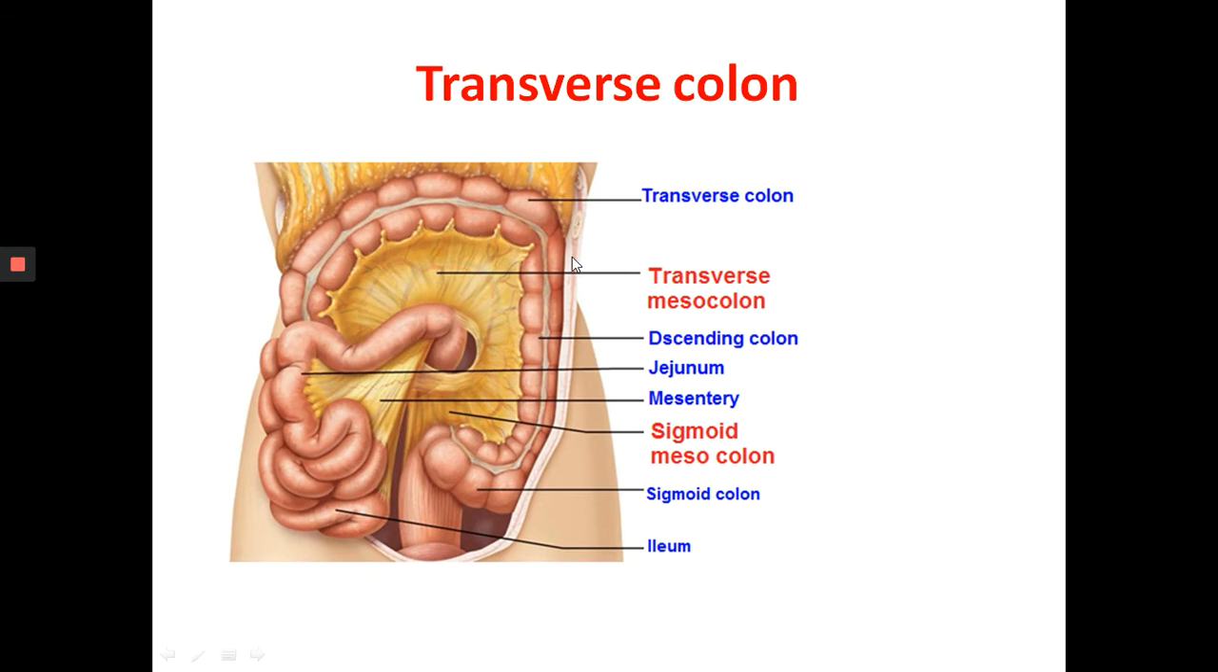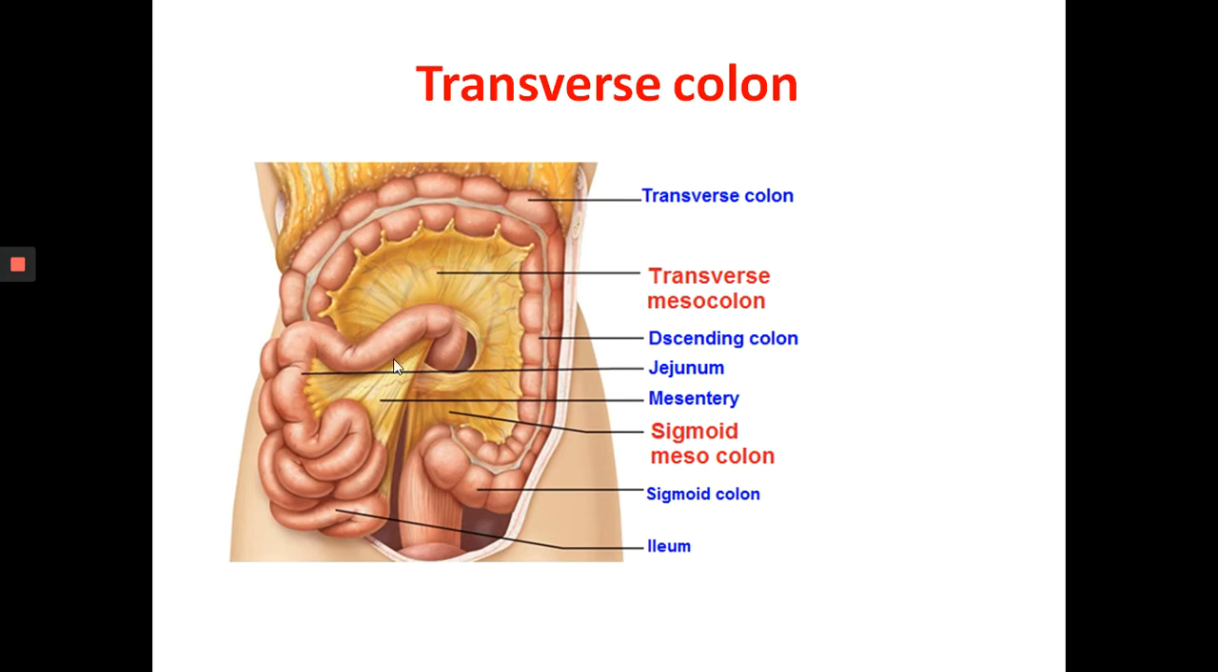The descending colon, that is the next part. After the left colic flexure, the colon moves inferiorly towards the pelvis, and is called the descending colon. It is also retroperitoneal in the majority of people, so seen behind the peritoneum, but is anterior to the left kidney, passing over its lateral border.